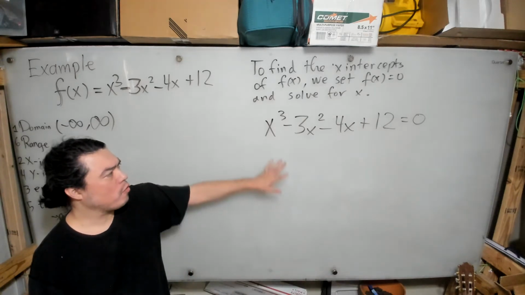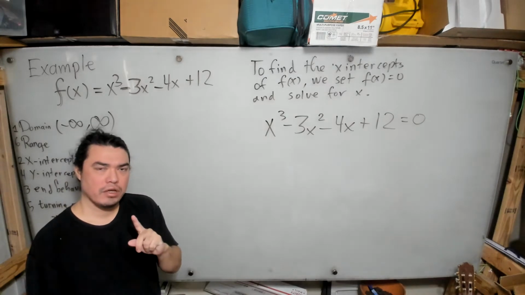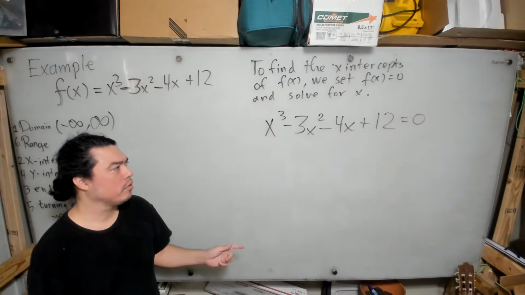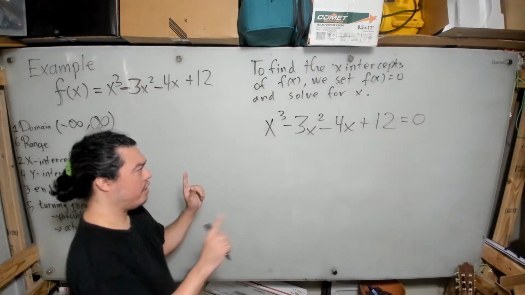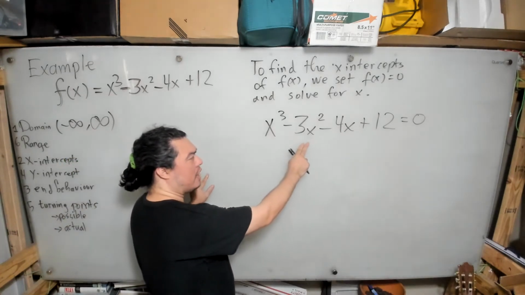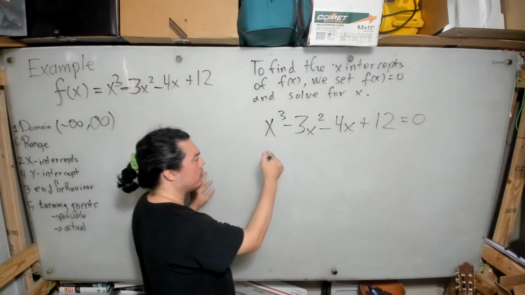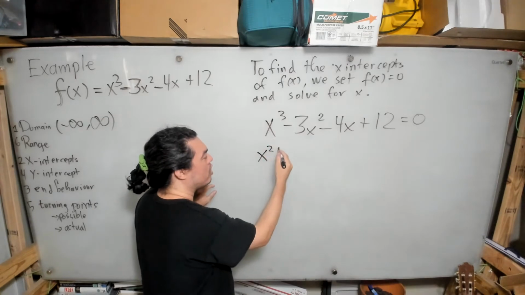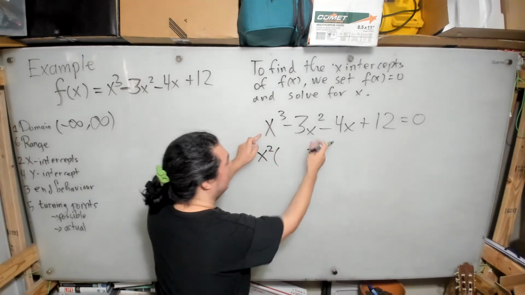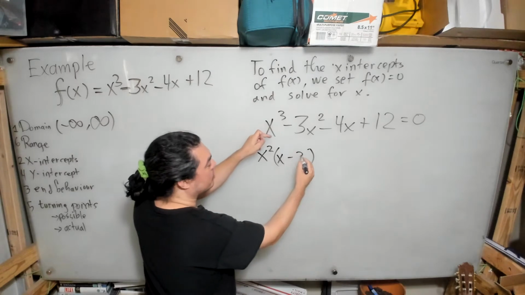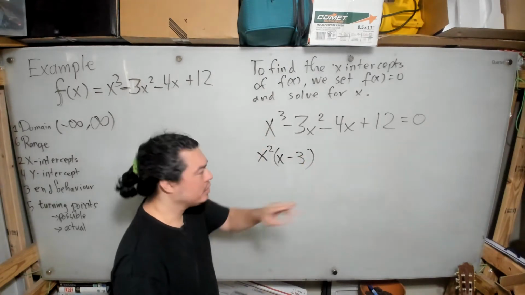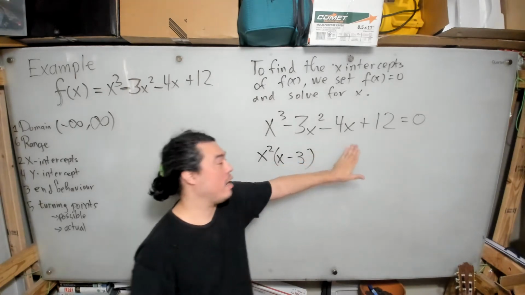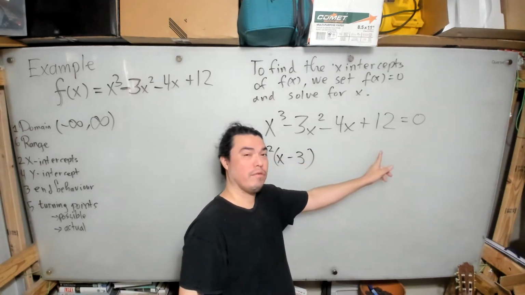But fortunately, if you look at this carefully, you will see that this polynomial factors by grouping. Look what happens here. If I pull an x squared out of these first two terms, x squared times what gives me this? x squared times x minus 3. Now look at this. Isn't it interesting that if I were to take negative 4 and multiply it times negative 3, I would get positive 12?